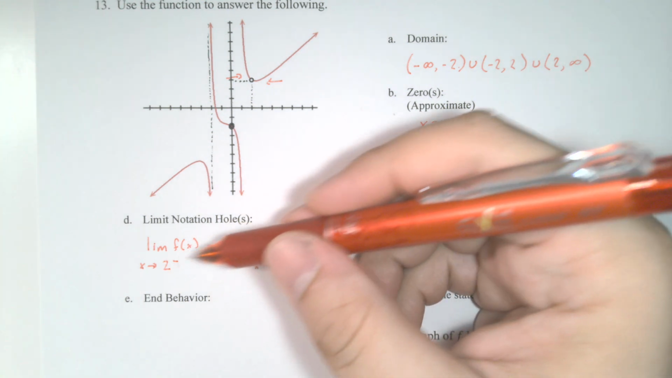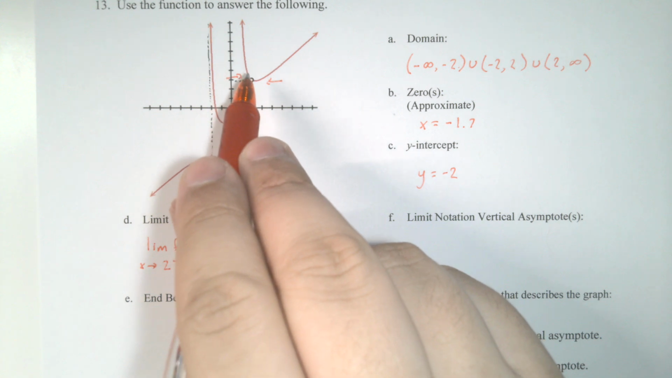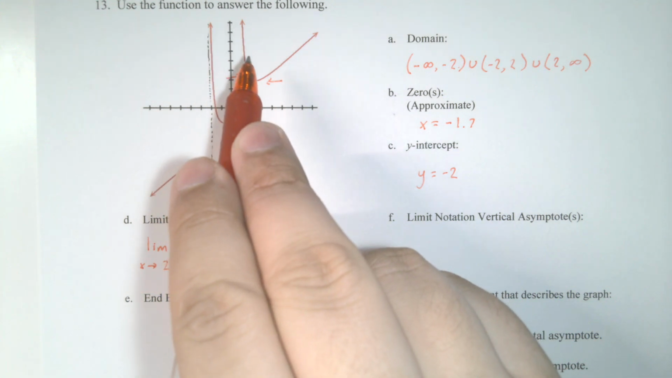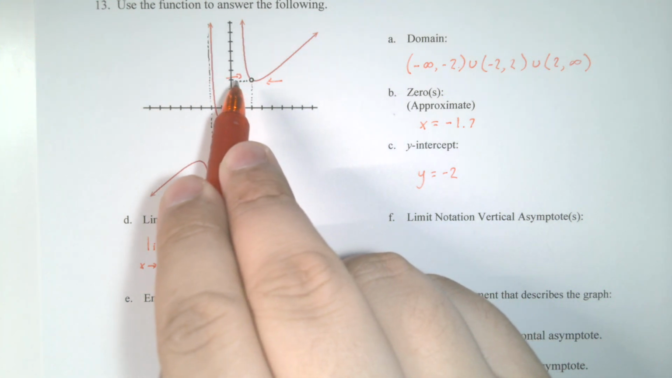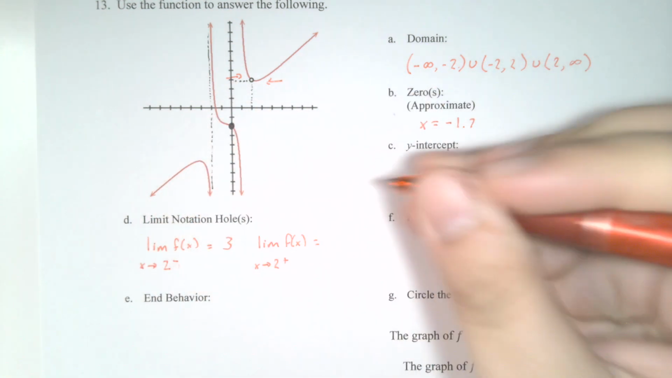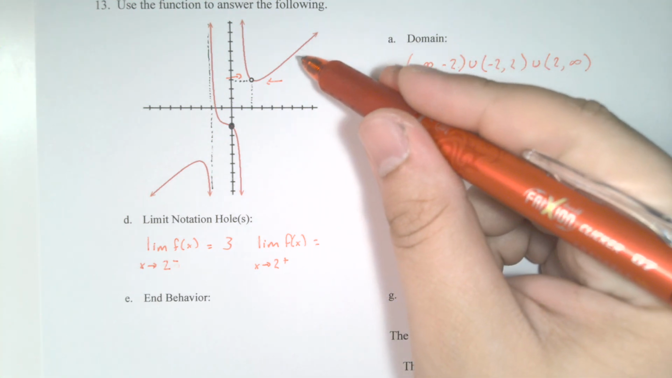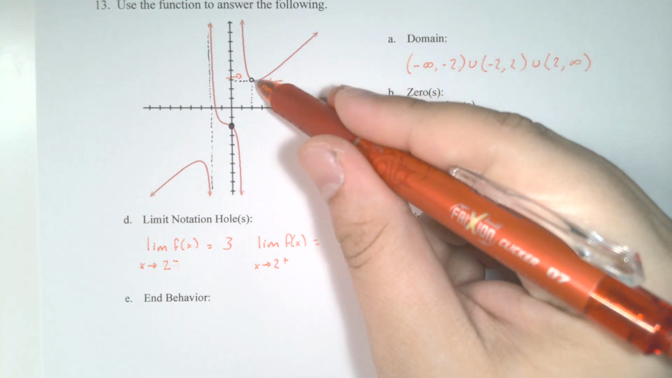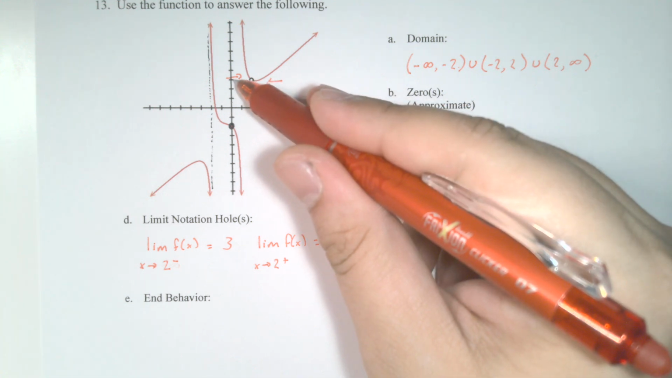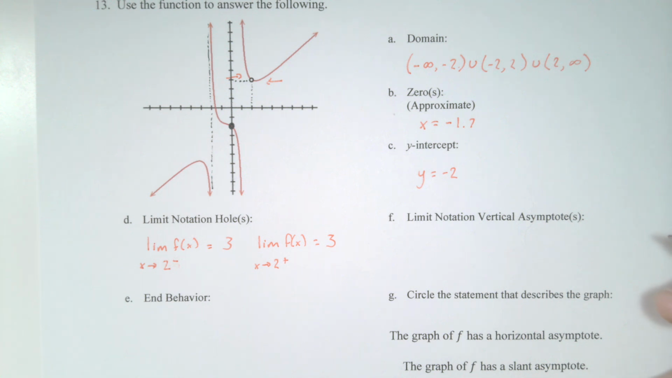So as our function approaches 2 from the left, what's the y value approaching? Okay, well the y value approaches 1, 2, 3. And as our function approaches from the right, as we get right up to the hole, the y value is also 3. So that is our limit notation for the hole.